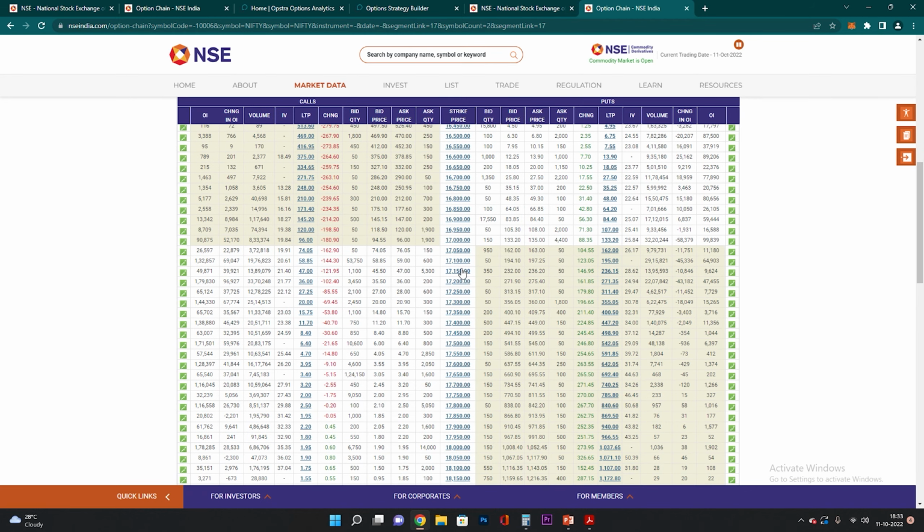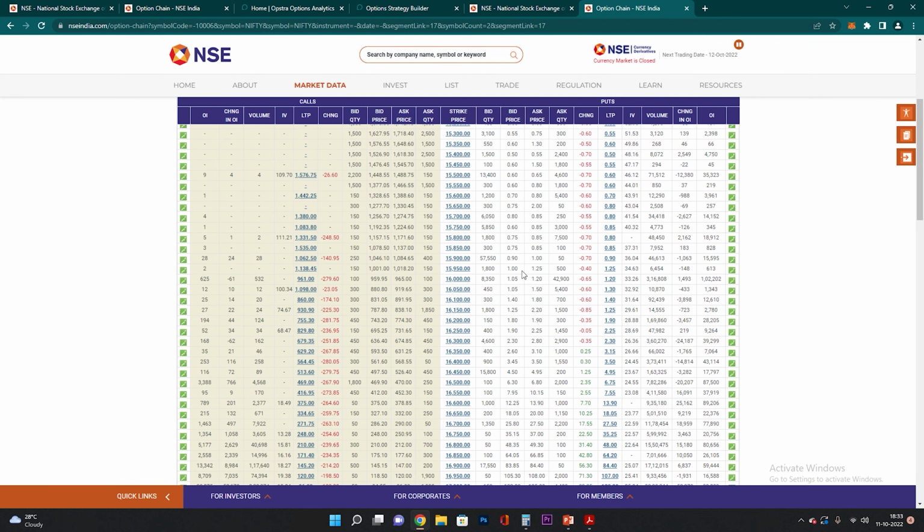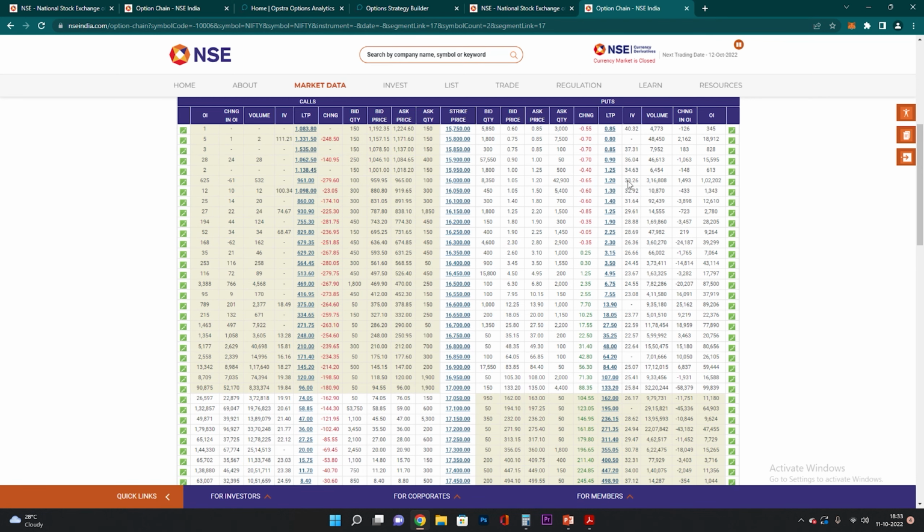So for 13th October Nifty, the 18,000 call option has the highest open interest. I'm just marking here, 18,000 call option has the highest open interest. So through this open interest numbers, you can fix it as a resistance. So on the higher side, the calls, the strike which has higher open interest will act as a resistance. In case of put option, the strike price that has the highest open interest will act as a support.